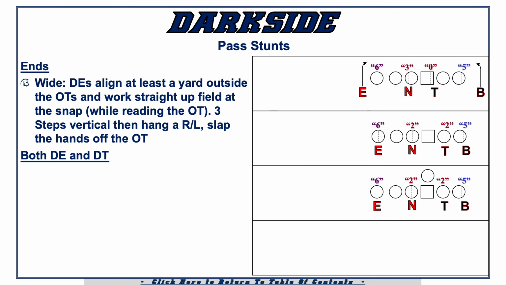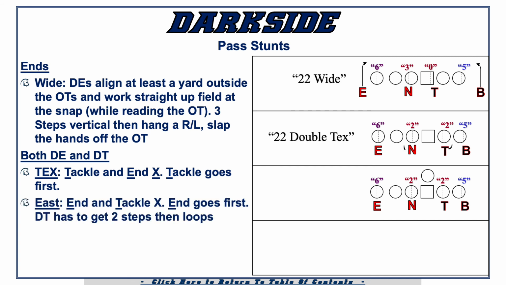Now, the next set of stunts are tackle and end stunts. So we've got techs. This is where the D tackle or the interior guy goes first. We can call this strong or weak or double. So what I've got drawn up here is 22 double techs. Same thing. The tackle is going to go through the B gap, and his goal is to grab this guard and take him with him. Now the end, again, we should be athletic here. So the end's going to step, get hands on, and then loop inside.